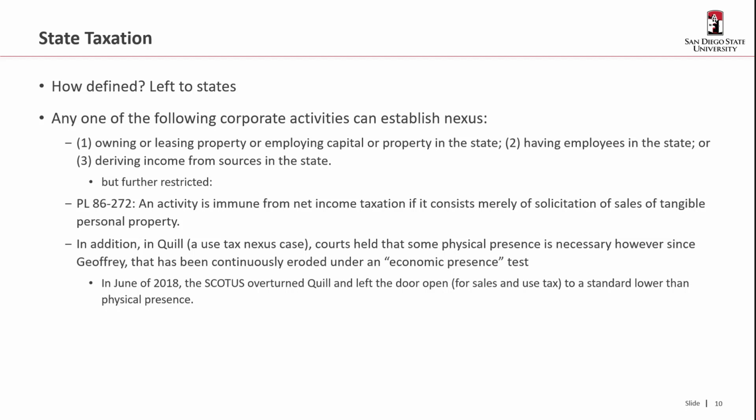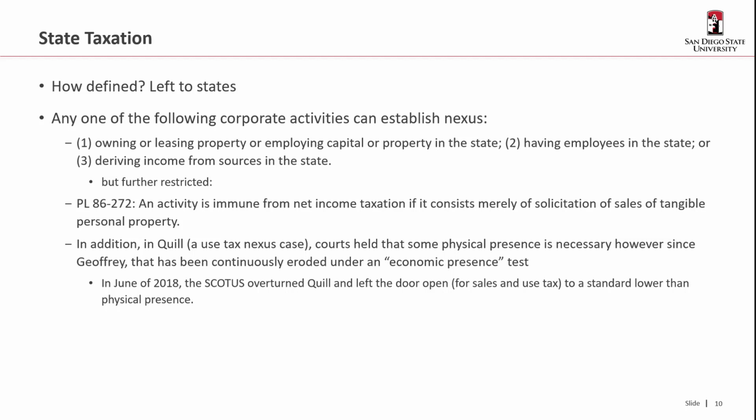So in addition, we used to have this case called Quill. And Quill was a sales and use tax nexus case. And it held that there had to be some physical presence necessary. However, there was a case about a decade ago called Jeffrey that created something called economic presence that had to do with the presence of intangibles in a state that started to erode away the physical presence, till finally this month, as a matter of fact, and it was last week of all things, the Supreme Court overturned their holding in Quill, saying you are no longer required to have a physical presence in order to apply a sales and use tax nexus standard to a remote sales company.